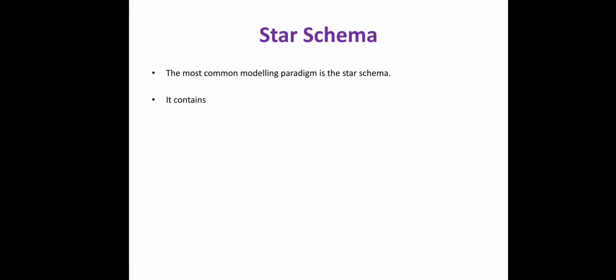The most common modeling paradigm is the star schema model, in which the data warehouse contains a large central table, or you can say a fact table, containing the bulk of the data with no redundancy. There should not be any redundancy in that table. There should not be any redundancy in the particular data whenever we have a bulk of data.